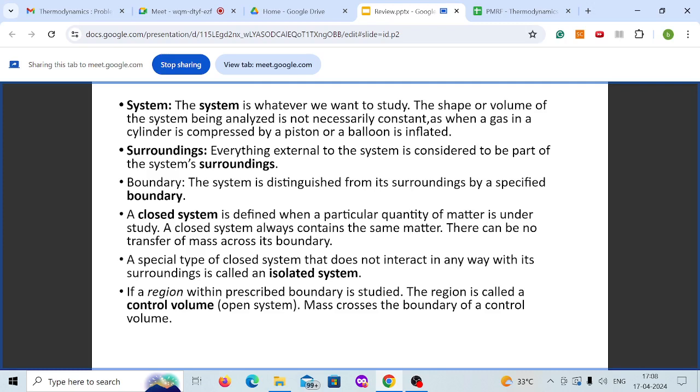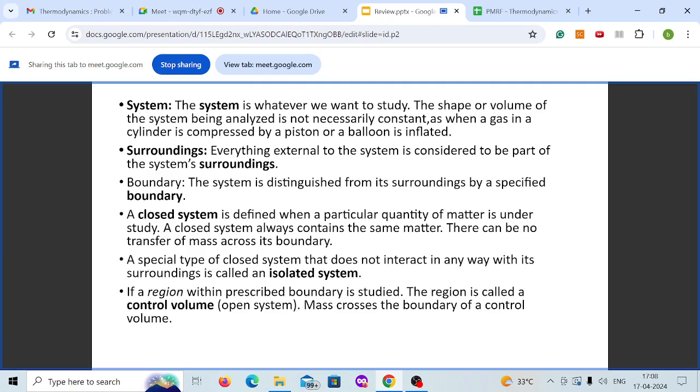The second case, the special case, is an isolated system. This is a special type of closed system that does not interact in any way with its surroundings. So it cannot have energy transfer, in the form of heat and work, and it cannot have any mass transfer.